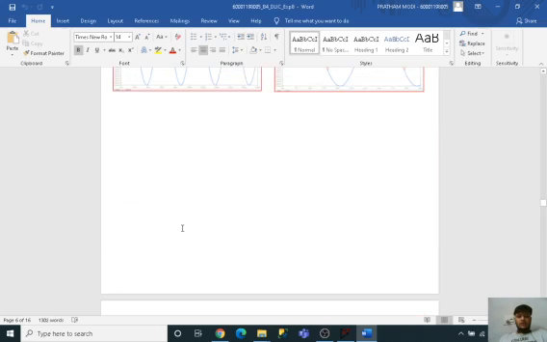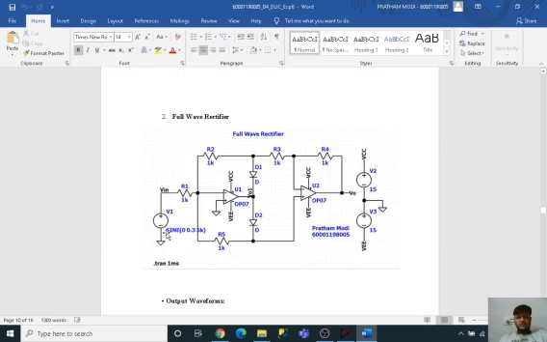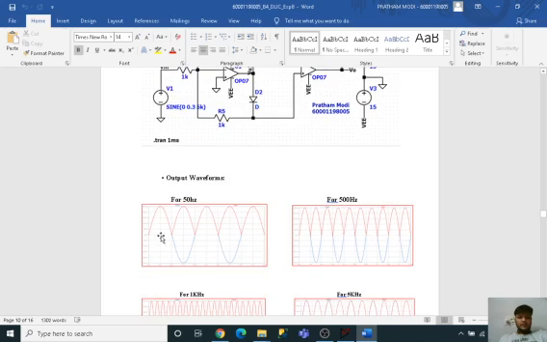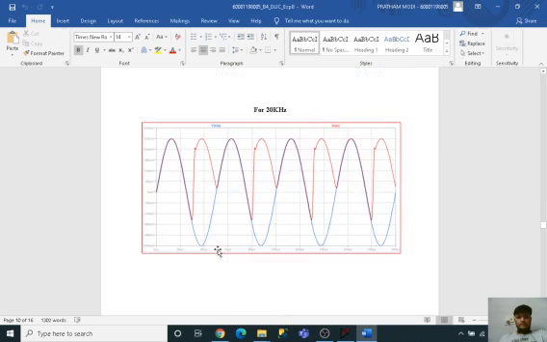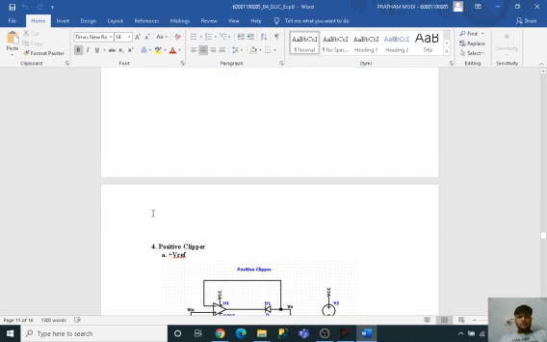Now for a full wave rectifier, this is the circuit, with two op amps being used and two diodes connected across it. Over here, the blue line is the whole input voltage, and the output is for the full wave. There's no cutting, no clipping, nothing. It's a full wave rectifier. This is the main rectifier which is being used nowadays.